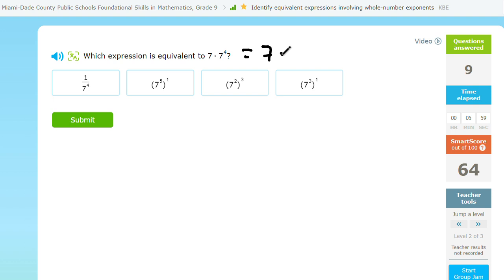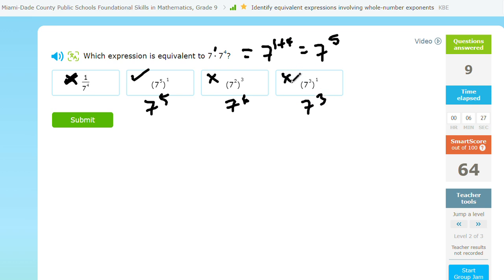Seven to the 1 plus 4. Missing 1. 7 to the 5th. That's obviously wrong. 5 times 1 is 5, so this is 7 to the 5th. So that's correct. 2 times 3 is 6. That's 7 to the 6th. That's wrong. 3 times 1 is 3. That's 7 to the 3rd. So that's also wrong. So the only correct option is the second option.